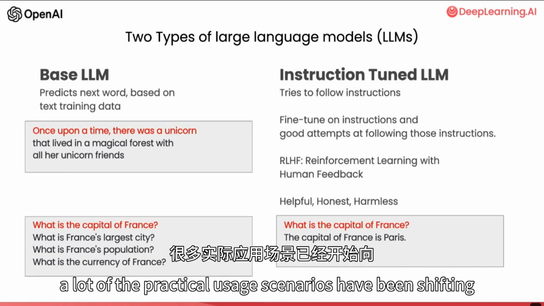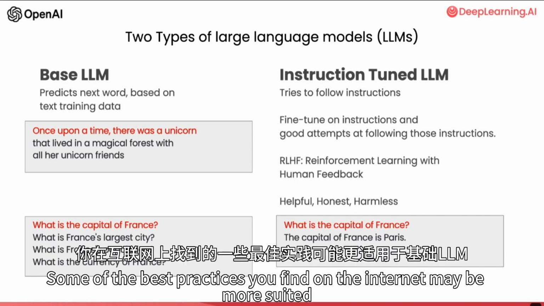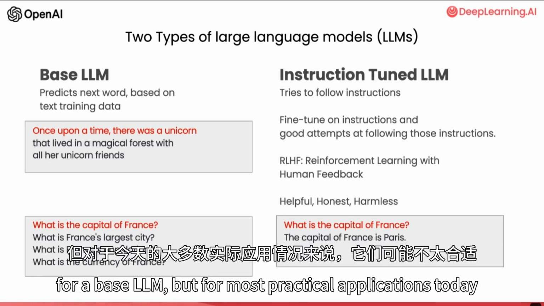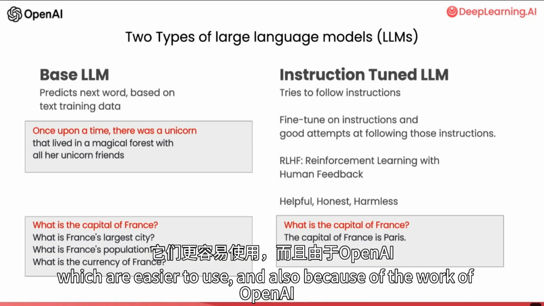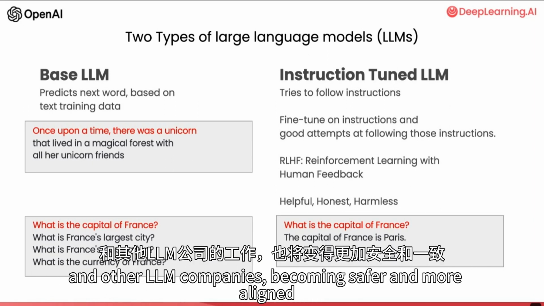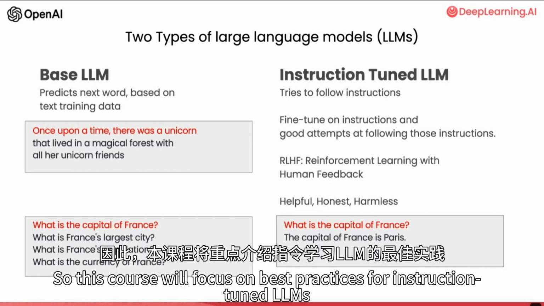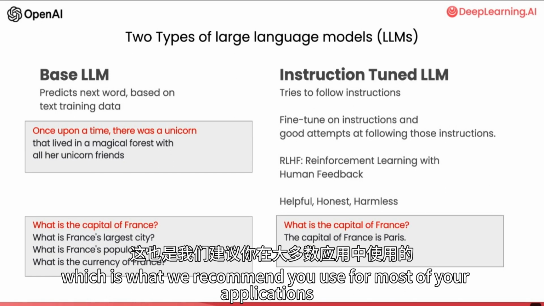A lot of the practical usage scenarios have been shifting toward instruction-tuned LLMs. Some of the best practices you find on the internet may be more suited for a base LLM, but for most practical applications today, we would recommend most people instead focus on instruction-tuned LLMs, which are easier to use, and also, because of the work of OpenAI and other LLM companies, becoming safer and more aligned. So this course will focus on best practices for instruction-tuned LLMs, which is what we recommend you use for most of your applications.